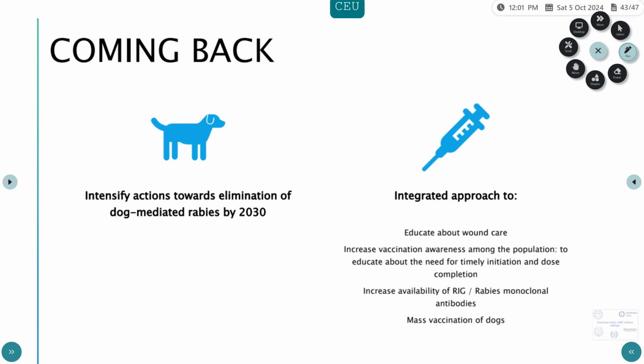So coming back to our study, at least from this study, one is we need to intensify our action for total dog-related rabies elimination by 2030. And things that we would want to do is educate about wound care particularly, increase vaccination awareness for timely initiation and dose completion, and increase availability of RIG, although costly, because most people are accessing public health platforms, and mass vaccination of dogs. So these are some things that I thought from this slide.